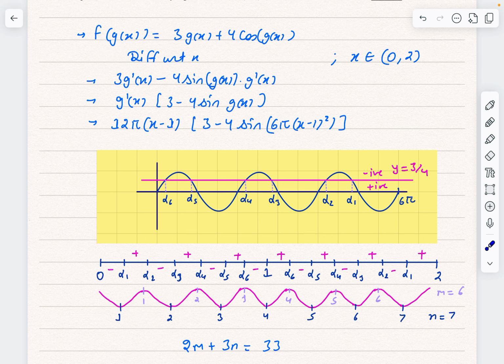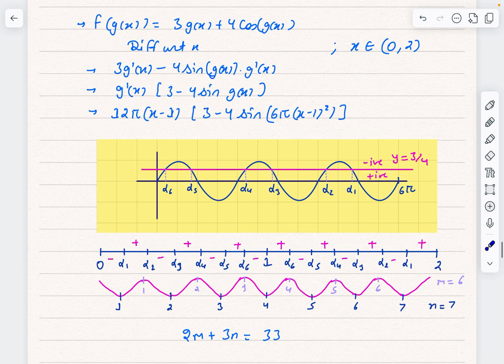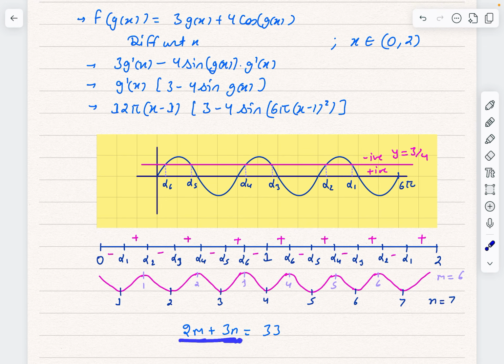Now, how many minimas do you see? 1, 2, 3, 4, 5, 6, 7. So n will be 7. How many maximas do you see here? 1, 2, 3, 4, 5, 6. So maximas are 6. So finally they're asking the value of 2m plus 3n, which will become 33. I hope it is clear, guys. Next.